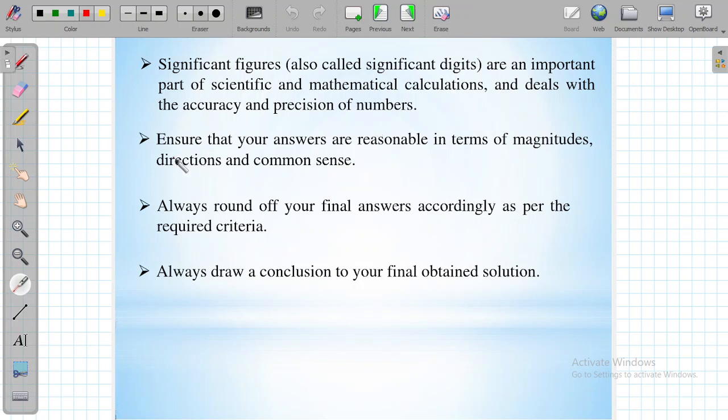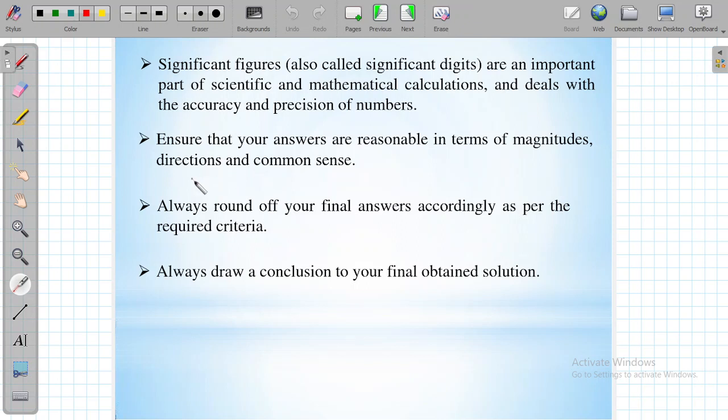Then ensure that your answers are reasonable in terms of magnitudes, direction, and common sense. This is very important. Once you obtain the final answer, you must understand whether this answer is reasonable and logical, and you should be able to interpret the magnitudes, directions and sense. They are very important.